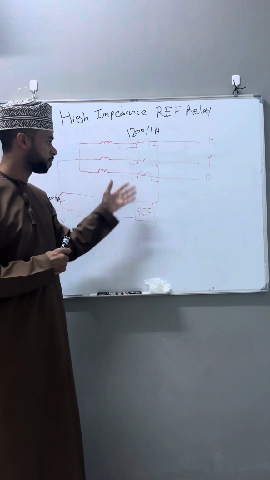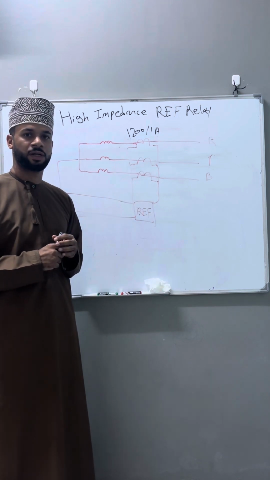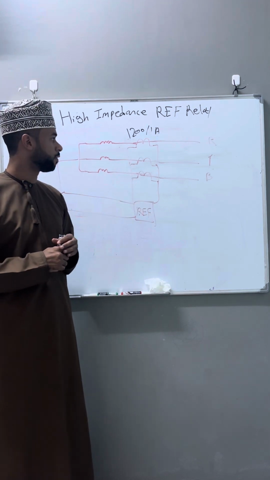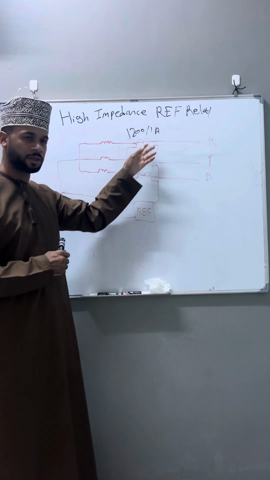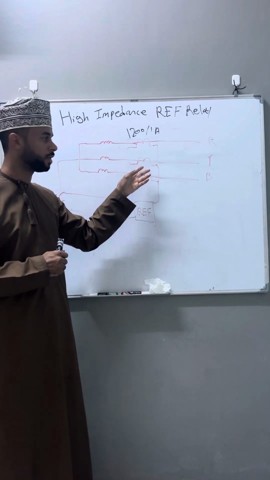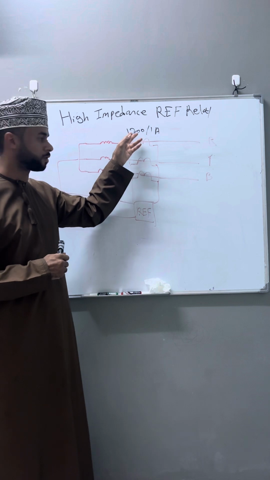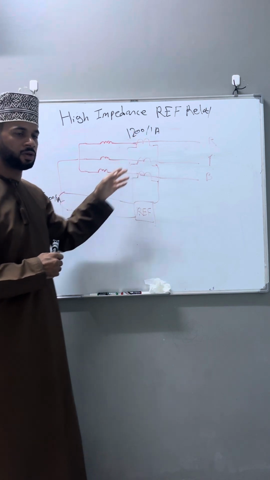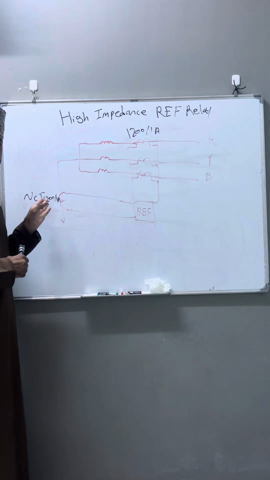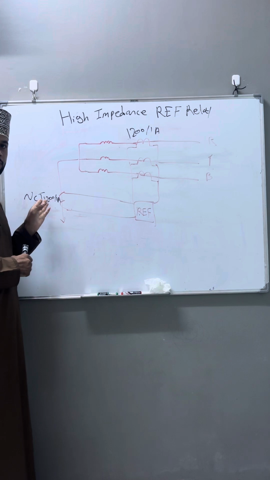If you check this small diagram of REF connection, we have here three phase with three phase CT. Assume the phase CT is 1200 by 1 amp. Also in neutral CT, we have the same ratio, 1200 by 1 amp.